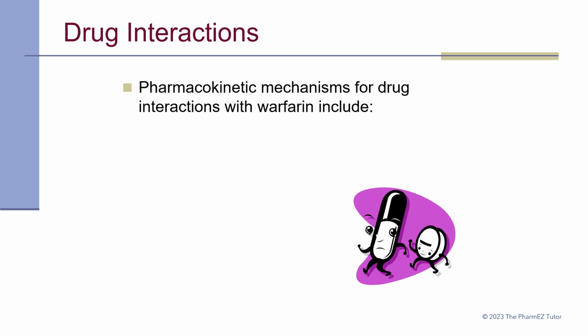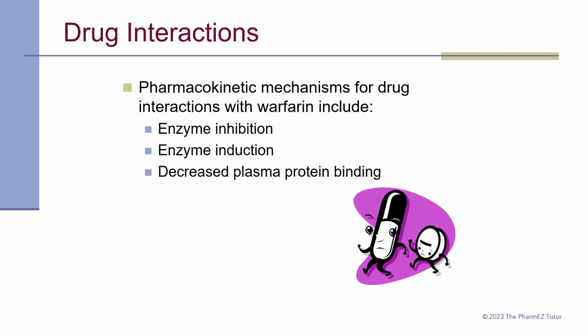There are four key pharmacokinetic mechanisms for drug interactions with warfarin. They include enzyme inhibition, enzyme induction, decreased plasma protein binding, and reduced absorption.